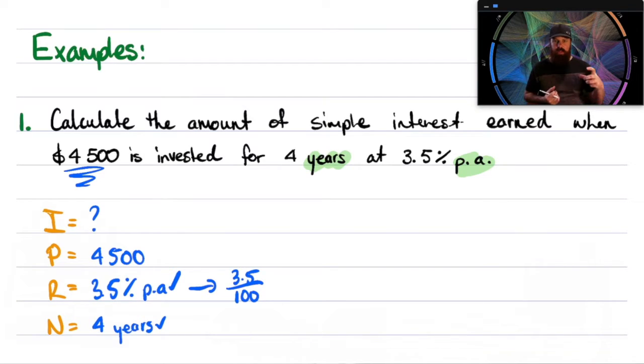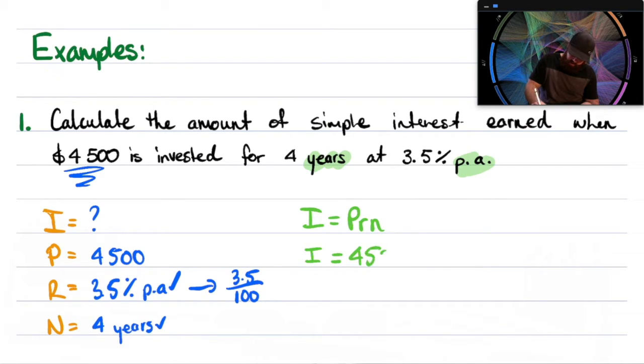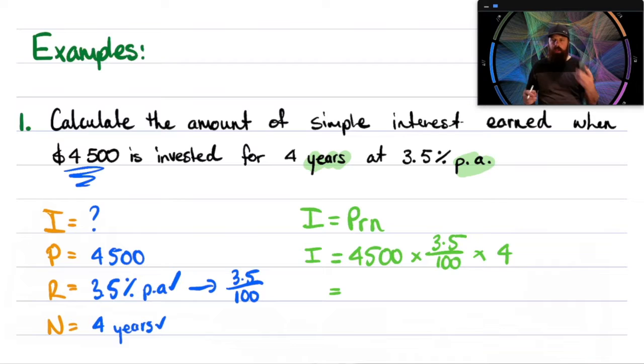Now that we've got all the information identified, we just need to substitute it into that formula and solve. So remember, it's I equals P R N. So I is going to equal P, which was 4,500, times the interest rate, which was 3.5%. Fractions are my friends. And we're going to multiply that by 4. So grabbing out your calculators and evaluating that, what we see here is that the amount of interest earned is $630.